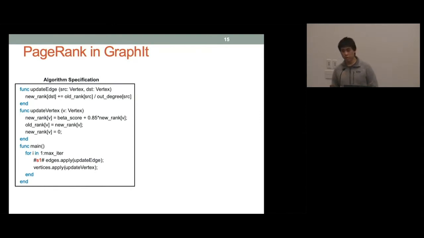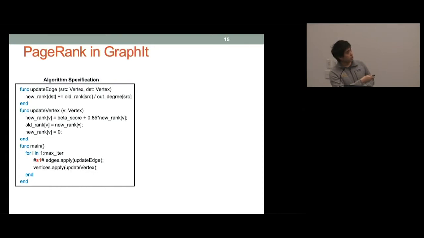This is an application-specific function, and what this is going to do is apply this function to all of the edges in the graph. And this is going to pass the PageRank value for each source vertex to one of its neighbors, which is the destination vertex. And then we're going to call vertices.apply, which is going to call this update vertex function, which is going to compute the new PageRank value for each vertex based on the values that it received from its neighbors. Okay, so this is the algorithm specification.